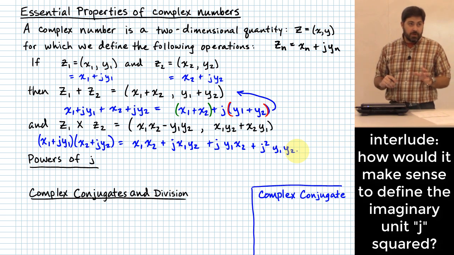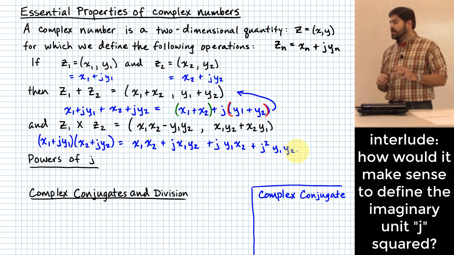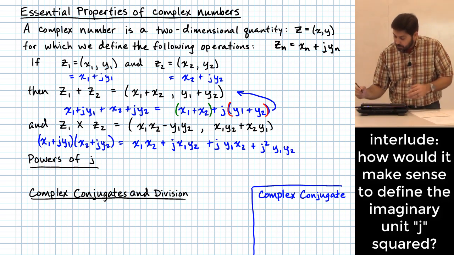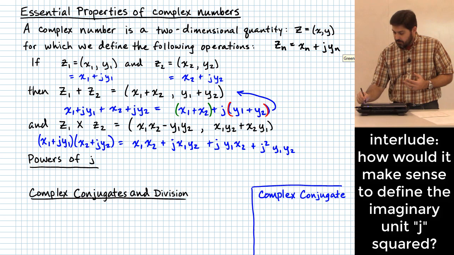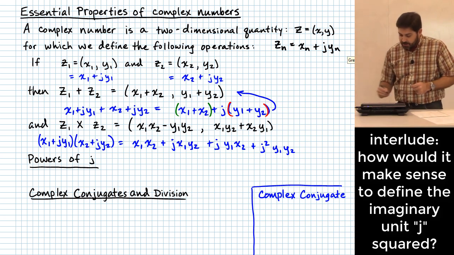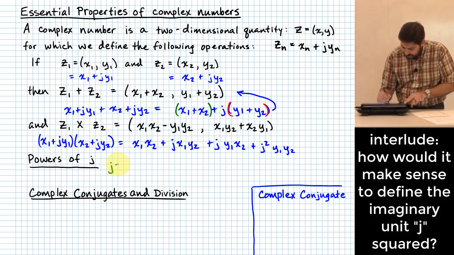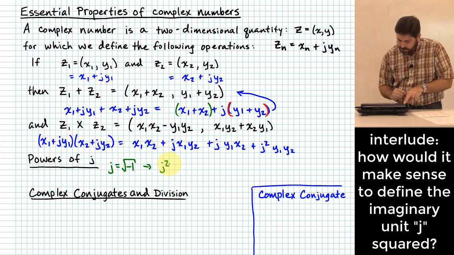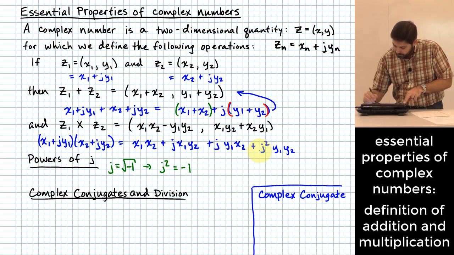Now, this brings up a good question. What does it mean to have powers of j? Right? Well, we go back to what we would expect the meaning would be for an imaginary number, right? So if we're saying j is equal to the square root of -1, what happens if we square that? So j squared just ends up being -1. So up here with j squared, I can replace that with -1.